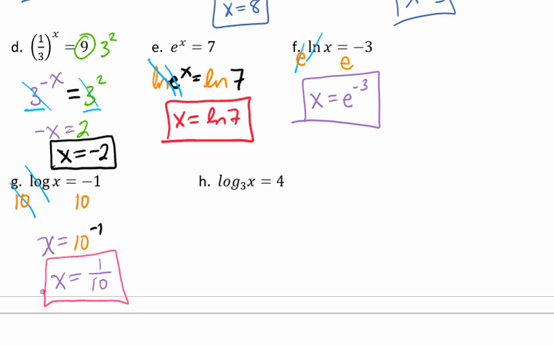For letter H, we have the log base 3 of x equals 4. So we're going to do something similar to what we did for E, F, and G. We're going to use the inverse formula. So what do you think we would do? Go ahead and try this one on your own. Push pause, work it out, and then push play when you're done, and let's see how you did.